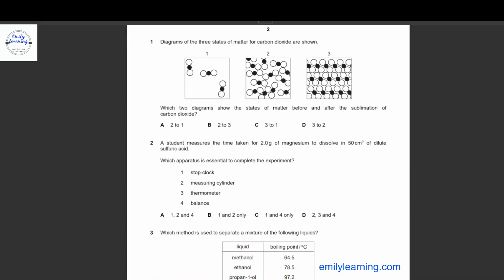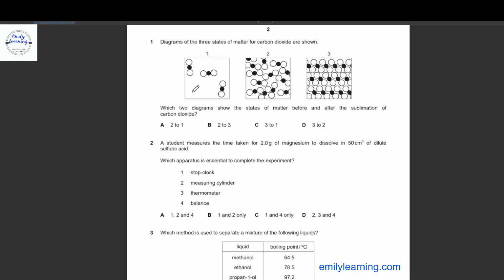So in question 1, we are told diagrams of the 3 states of matter for carbon dioxide are shown. Which 2 diagrams show the states of matter before and after sublimation of carbon dioxide? To do this question, we need to know what is sublimation. Sublimation is basically a change in state from solid to gas. So we know that it is from solid to gas for sublimation.